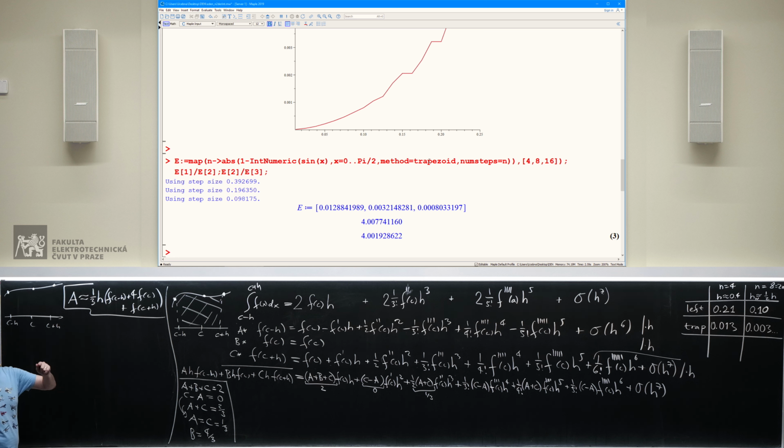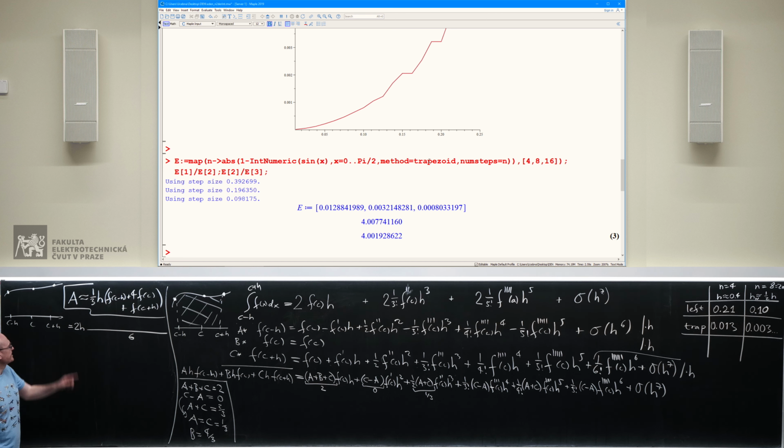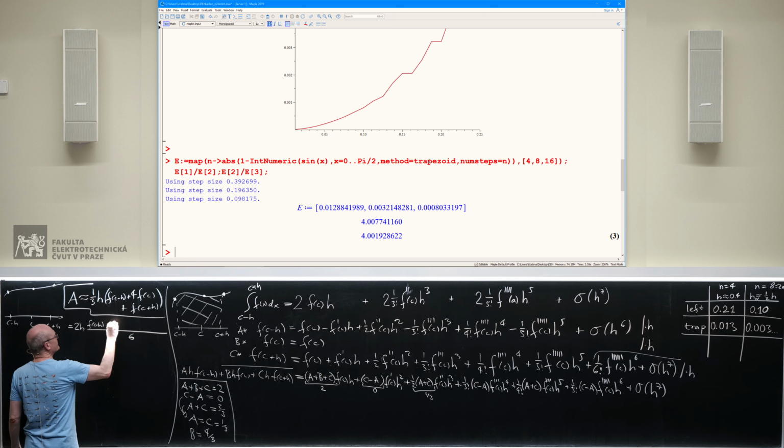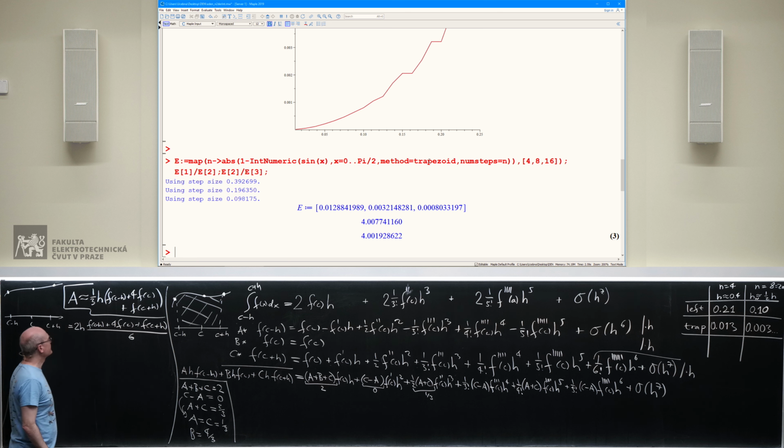But before we get there, let me rewrite it once more. I am going to write 2H there, and you will see why in a second. And therefore, there will be 1 over 6 here. So let me start with 2H, division by 6. And here we have F(C minus H) plus 4 times F(C) plus F(C plus H). That's a different form, which is not really practical, but it offers a very interesting interpretation.